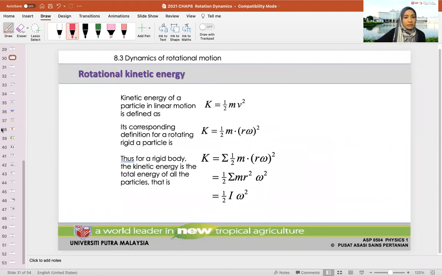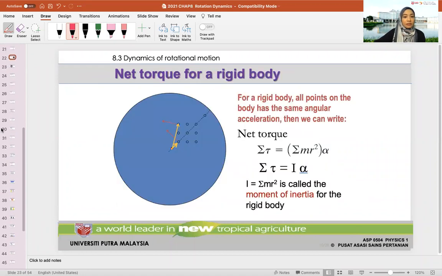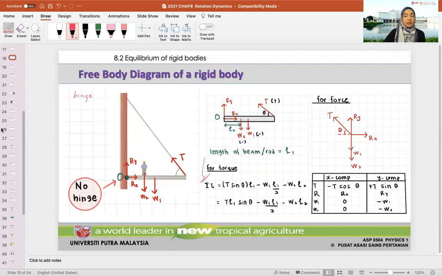What happened here? Where did it go? Okay, I'm going to repeat myself here.